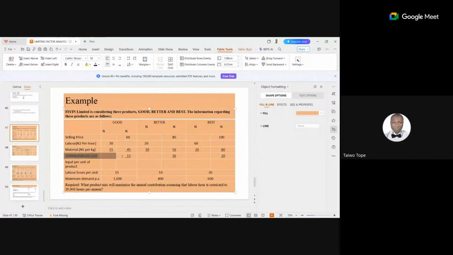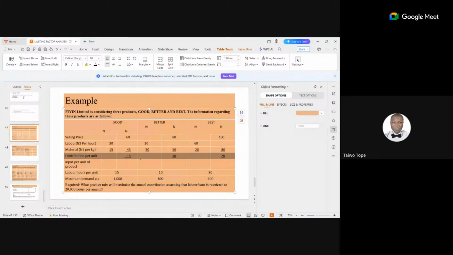This is the contribution per unit. Now, based on the limiting factor, how many hours do we need to produce 1 unit of good? It's 15, isn't it? So it will be contribution per unit divided by labor hours per unit for good. And for better, it will be contribution per unit divided by labor hours per unit, in that order.